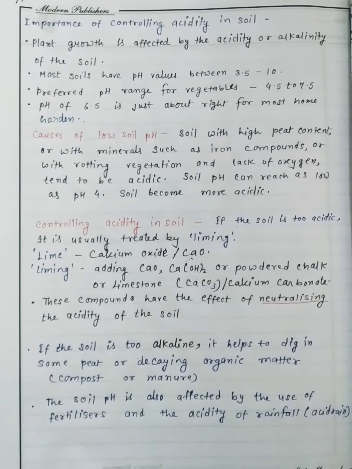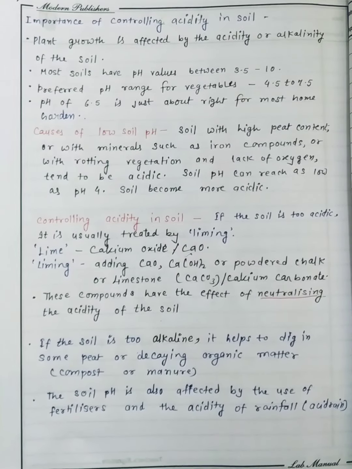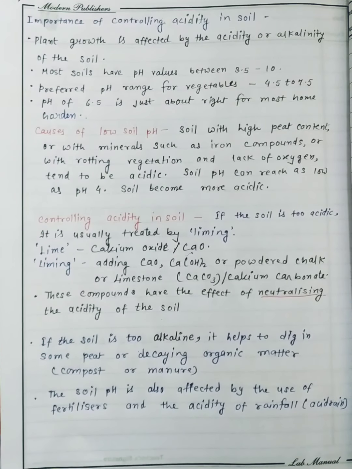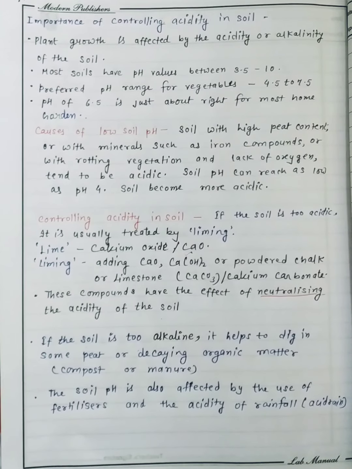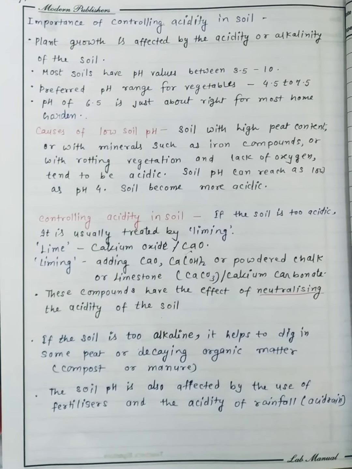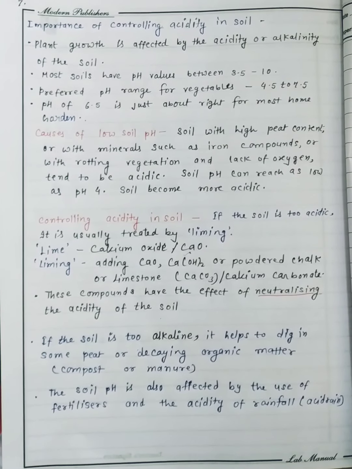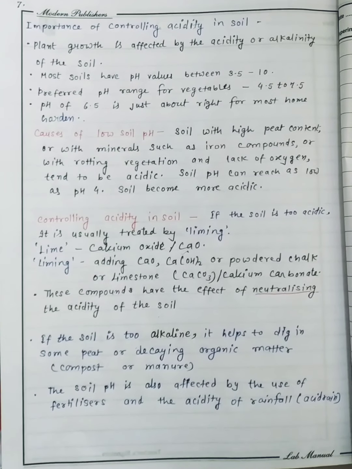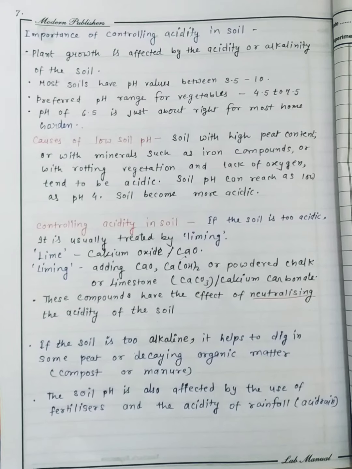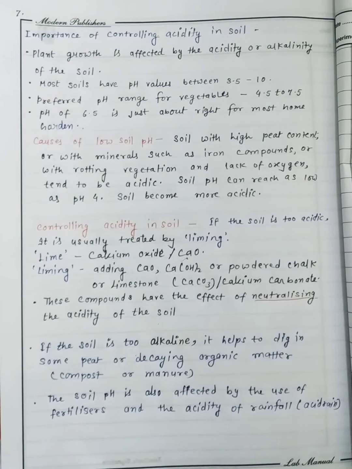Most of the soil have pH value between 3.5 to 10. I repeat, most of the soil have pH value between 3.5 to 10. And the preferred pH range for the vegetable is 4.5 to 7.5. The best pH for the vegetable is generally 5 to 7. The pH of 6.5 is just about right for most home gardens.